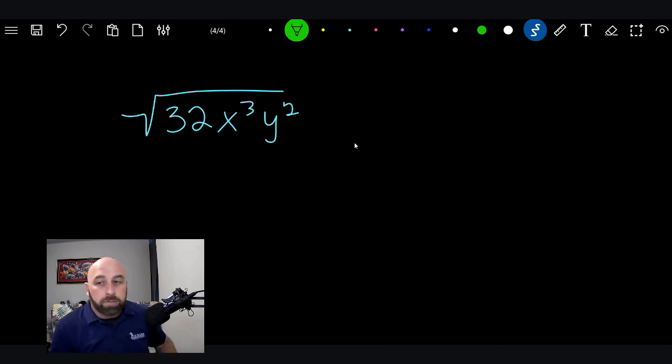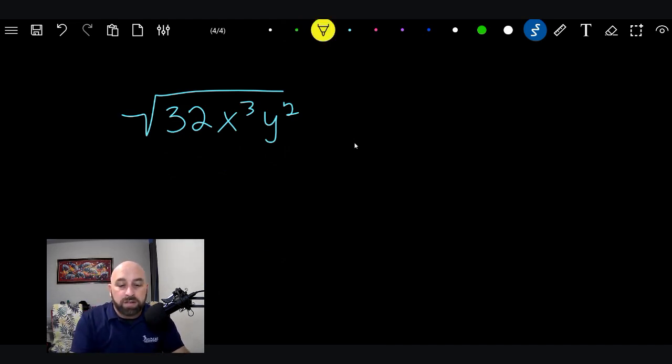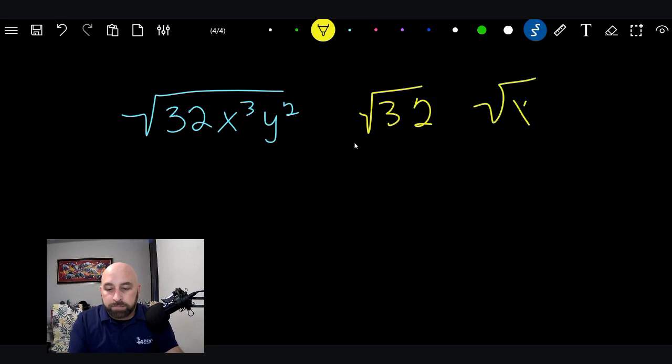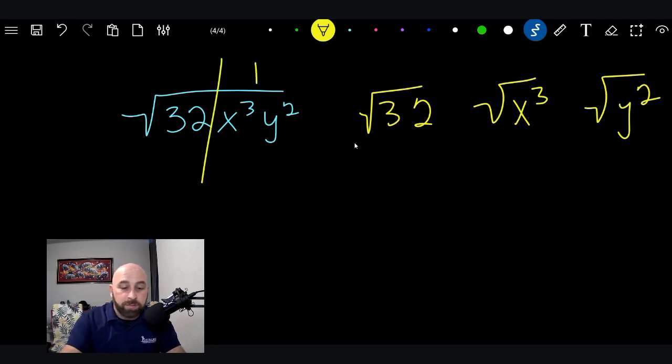Let me do one more, and then we'll be done with this lesson. So let's go ahead and break this out. Let's take the 32 out. Let's take the x cubed out. And let's take the y squared. All right, so there we go. We got 3 different things. So we basically just took that and divided that up into 3 different problems.